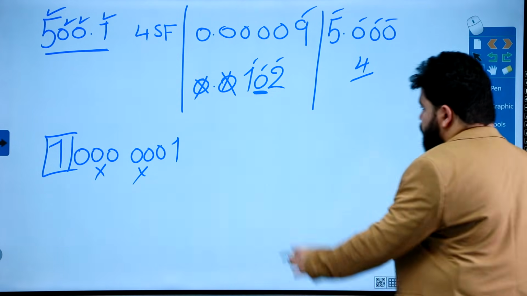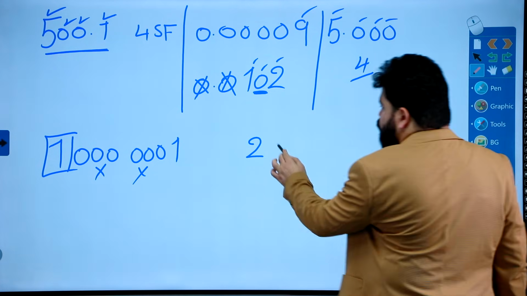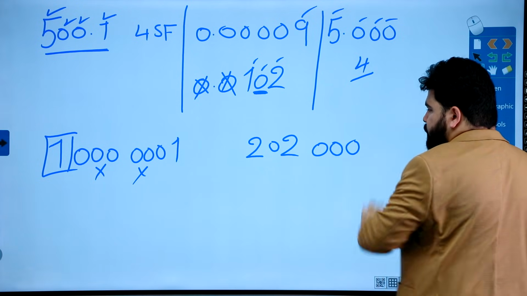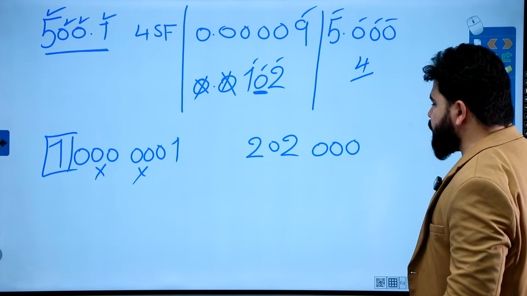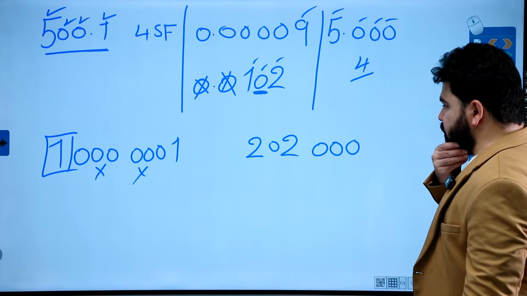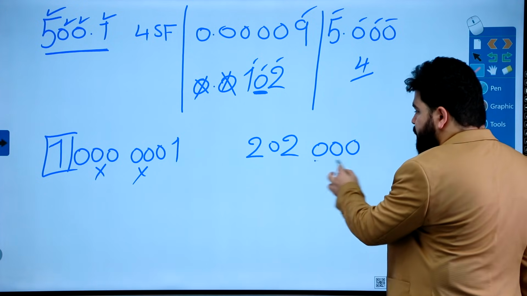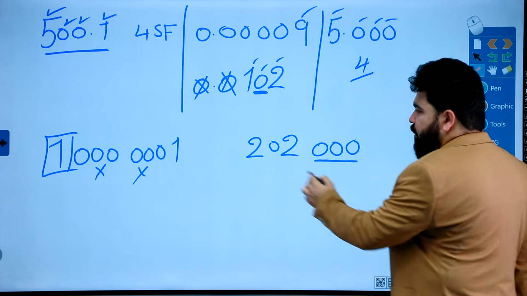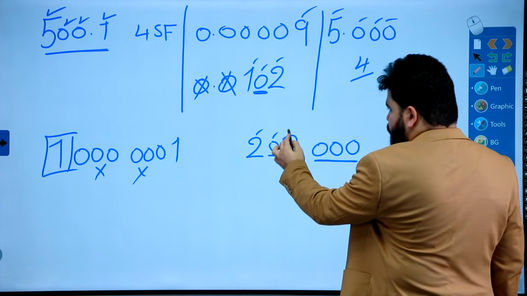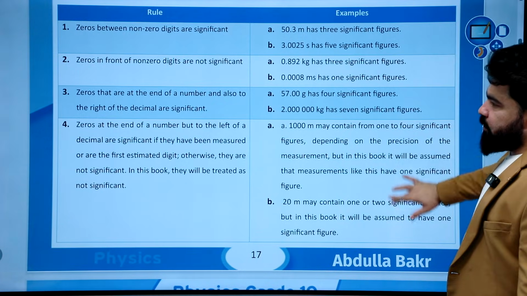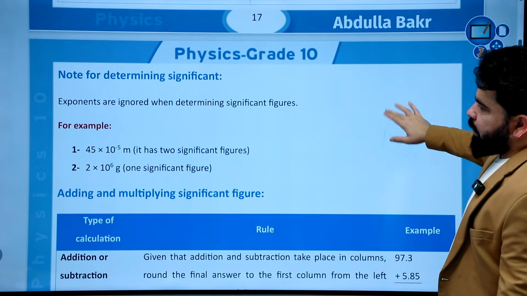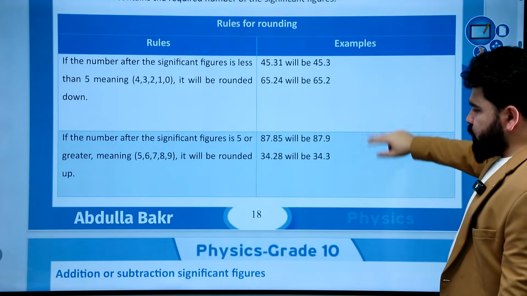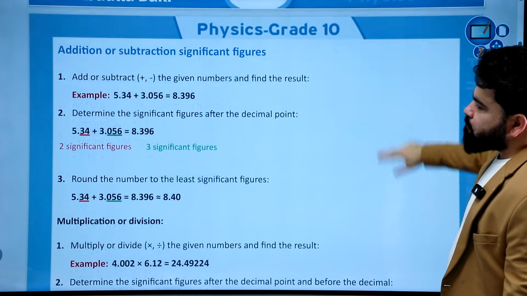But if there are zeros alone, don't count them. You have 202, let's say, 1,000. What is the number of significant figures here? Be careful, these 3 are not counted. Why? Because they're at the end of a number, but this 0 is counted. So 1, 2, 3. These are the significant figures. The other ones are just multiplication and addition. I don't think you're going to be needing them.